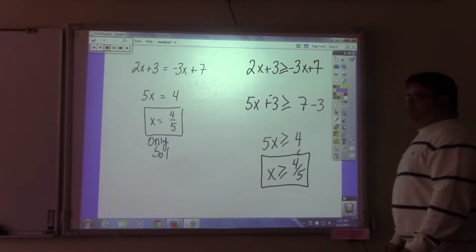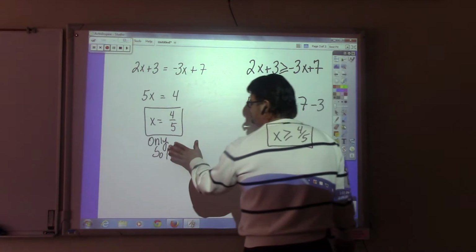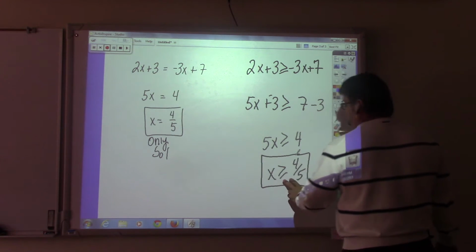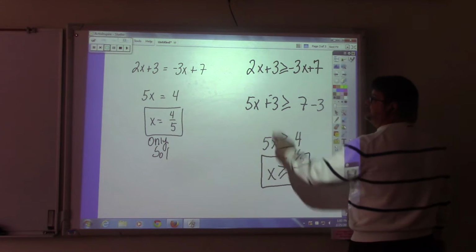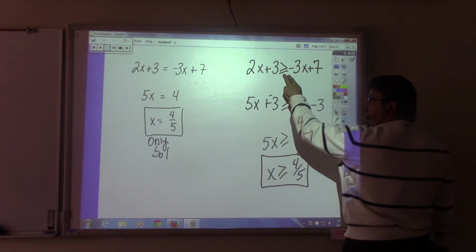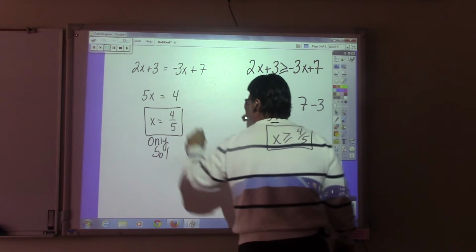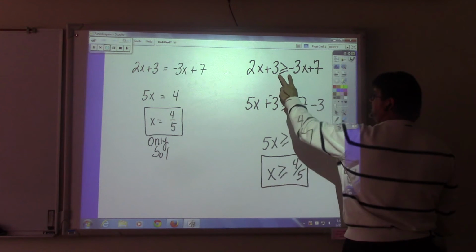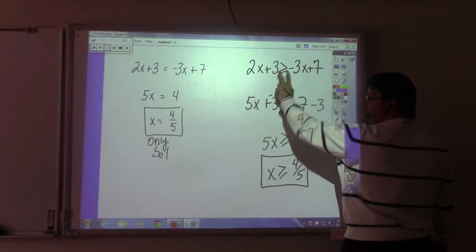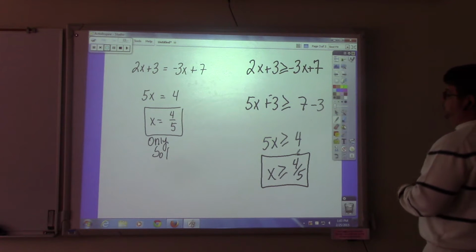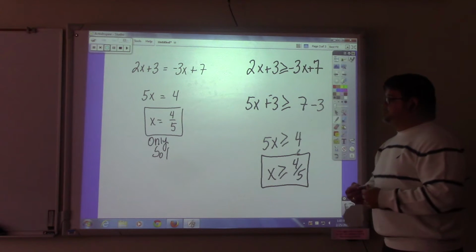Now, where this is just one solution to make this equal, this is a number of solutions that makes this true. This makes it equal. This makes this true. So, what is 4/5? 4/5 is close to 1, right?